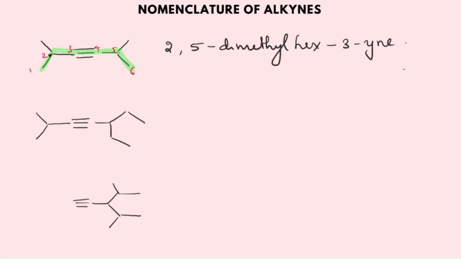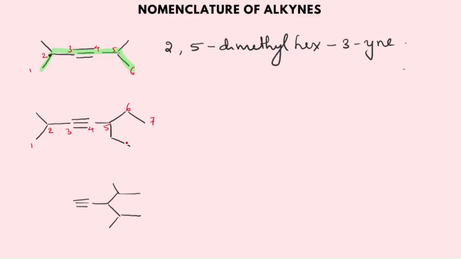Now, the next molecule is kind of interesting. See here, we have a methyl here, and we have an ethyl here. So choose this methyl as well as the ethyl in the longest chain. What I mean is, if you start numbering from here, 1, 2, 3, 4, only 4 are there. But if you start numbering from here, say 1, 2, 3, 4, 5, 6 and 7.